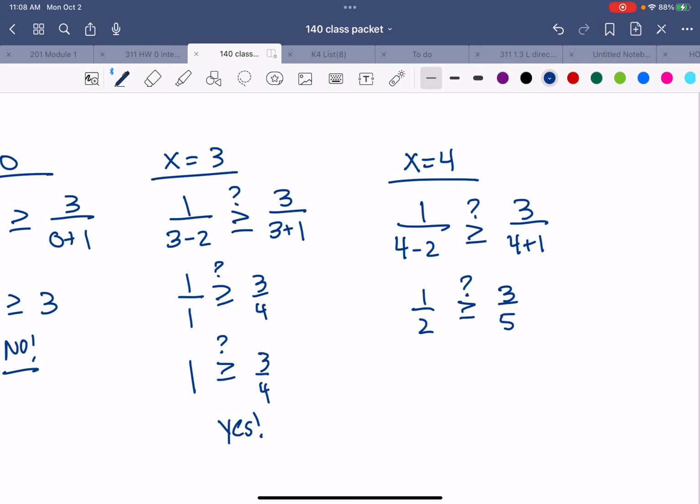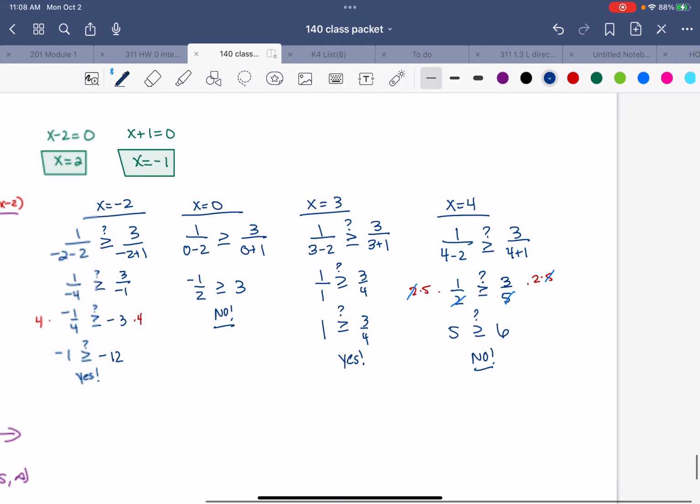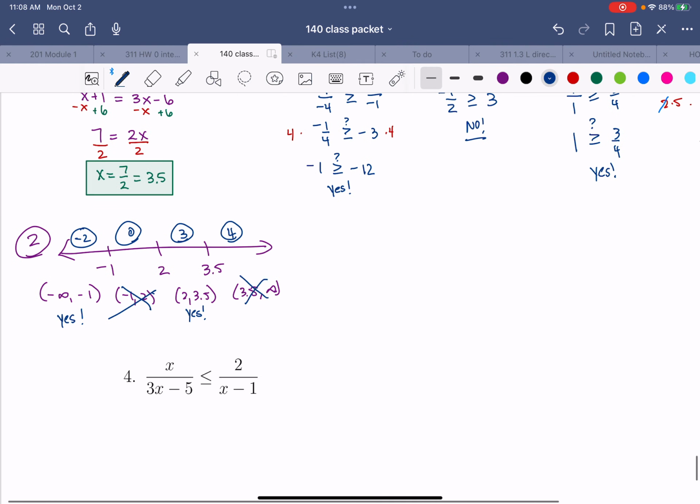Now, if you're not sure again here, you can multiply by both denominators, times 2 times 5. Over here, the 5's cancel, and over here, the 2's cancel. So that's going to give me 5 times 1. Is it greater than or equal to 3 times 2, which is 6? And that answer is no, so that one's not going to work for us.